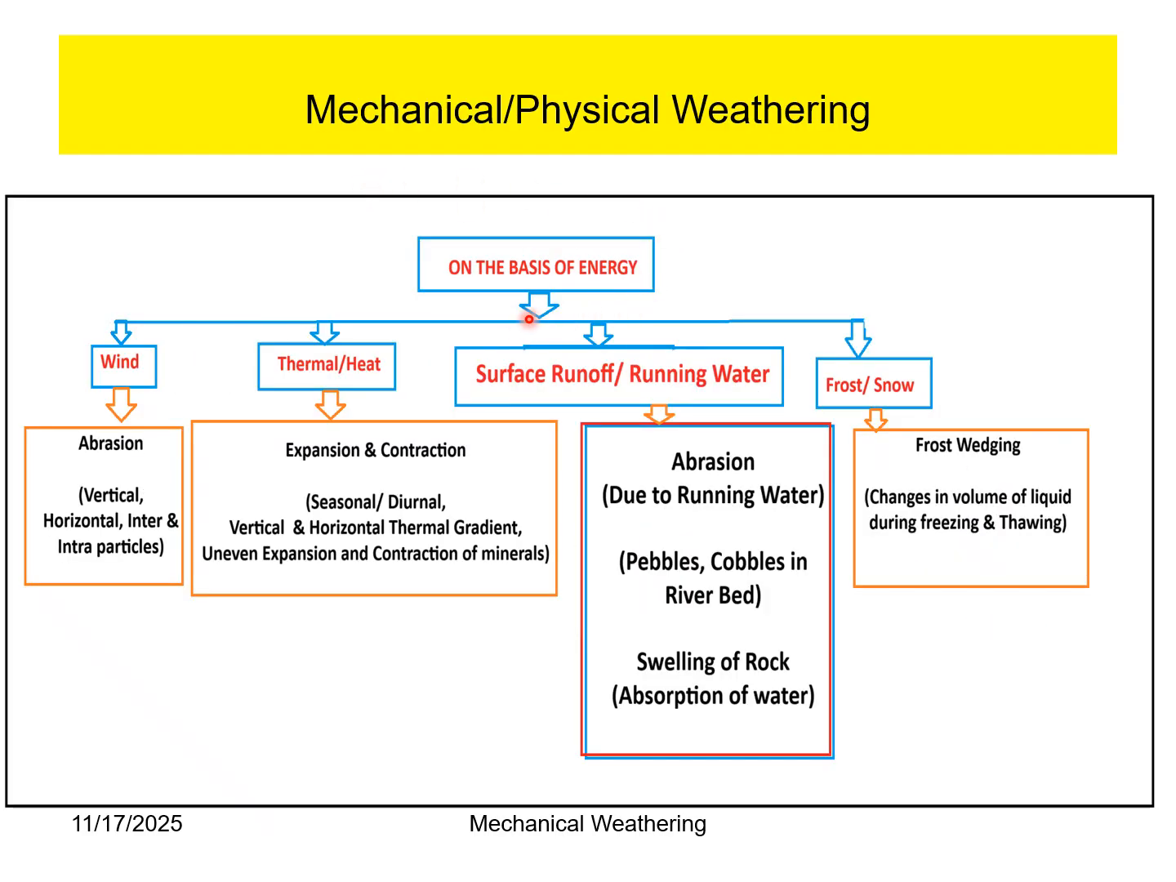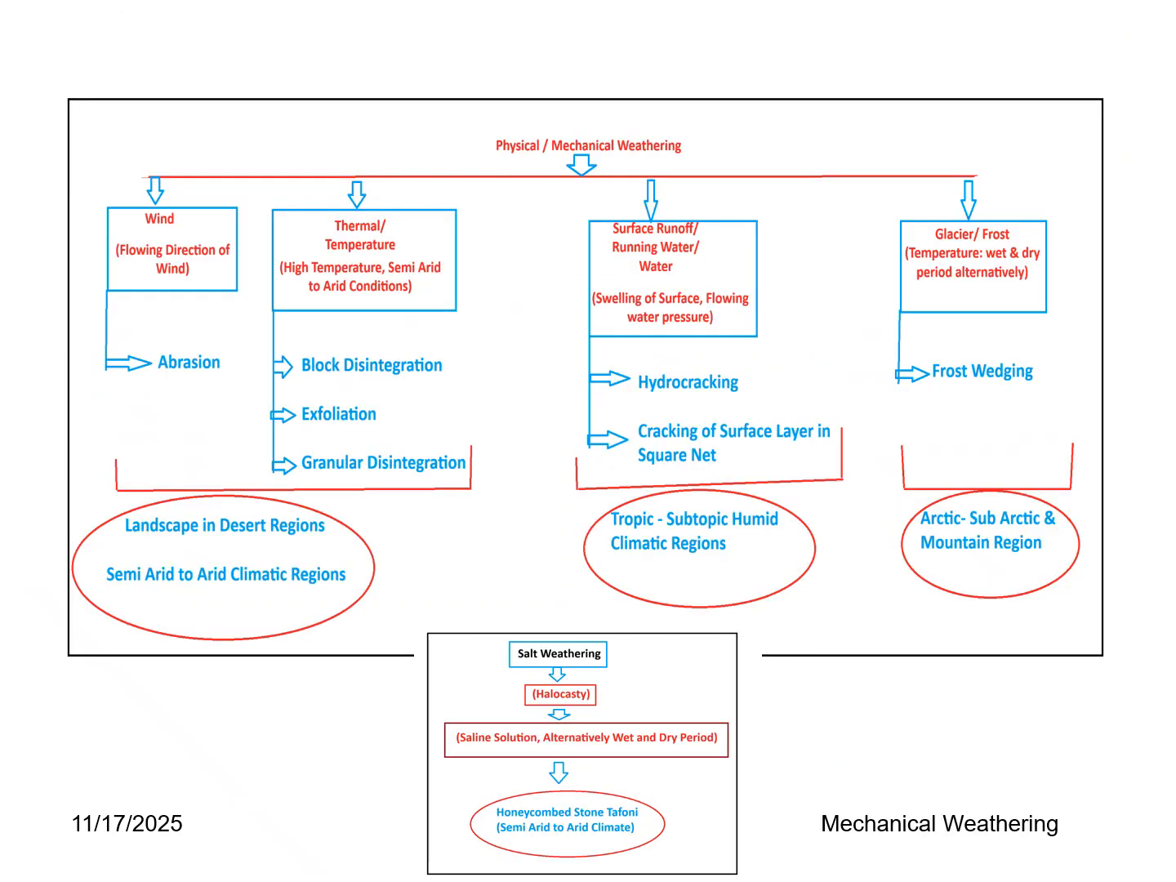Types of mechanical weathering on the basis of energy. First one is the wind. Second one is the heat or thermal condition. Third is surface runoff or water. And fourth is snow, frost. Types of physical weathering: physical weathering due to wind, due to thermal conditions, due to surface runoff and water, and glacier and frost. These are basically the four types of physical weathering.